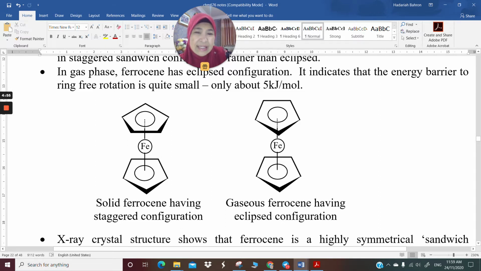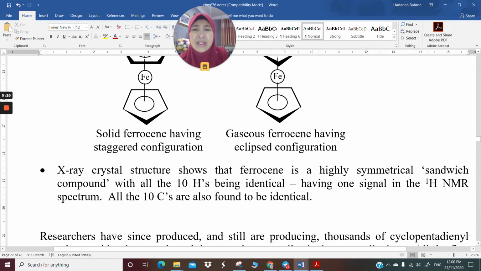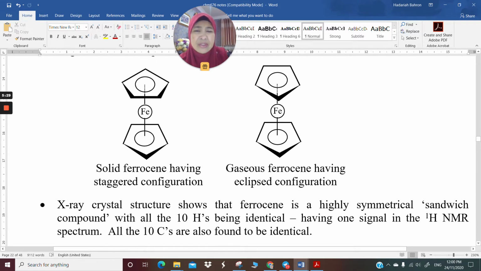But when it exists in the gaseous phase, where the volume of the space it can occupy is not an issue, because in the gaseous state you have a huge amount of volume, it's okay for the two Cp rings at the top and the bottom to exist in an eclipsed configuration, where bump is on top of bump and trough is on top of trough, because you have a huge amount of space or volume to occupy in the gaseous state, as opposed to a limited amount of space to occupy in the solid state.